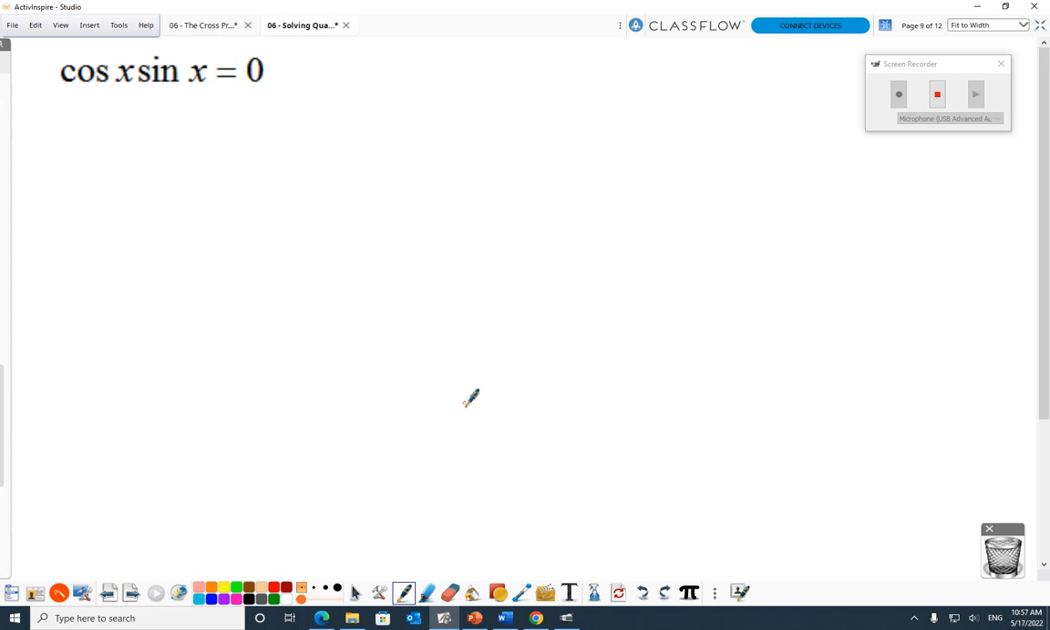Okay. Cos x times sine x equals 0. I threw this one in there because it might cause you trouble. This is already factored. There's nothing to do here. Either cos x equals 0 or sine x equals 0.